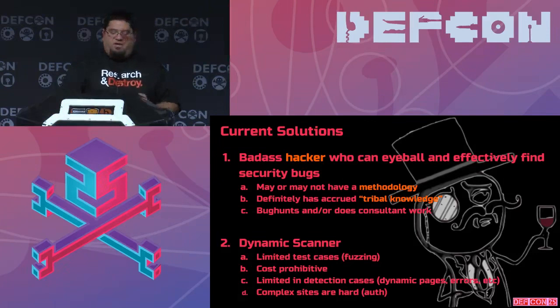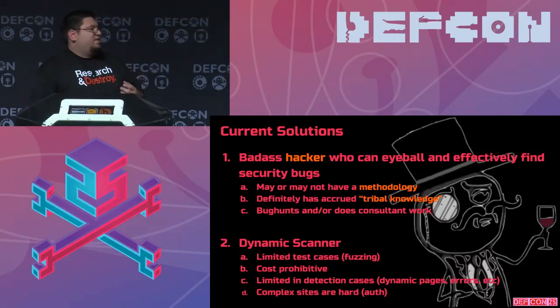There's also the solution of a dynamic scanner, which just throws limited test cases at parameters, hoping that either an error occurs or a response occurs that it parses and then recognizes that there's a vulnerability there. But those are cost prohibitive, because a lot of those good scanners cost a lot of money. They're limited in their detection cases. They don't handle dynamic pages very well. They don't handle non-generic errors very well. And they don't handle authentication very well in most cases.